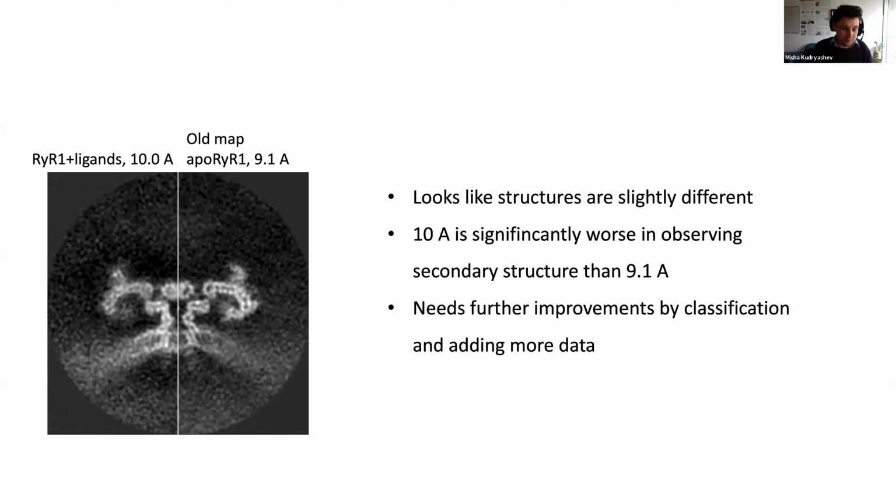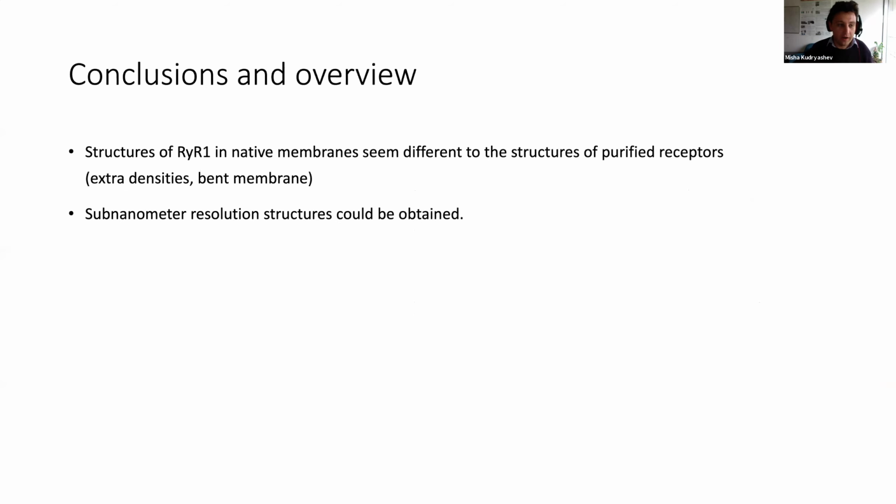This is work in progress, but this is essentially how, roughly in half a year, we could get this map. So this was my last slide. I hope I could show you that we can do structures of ion channels in native membranes, and they seem to be slightly different at times from the structures of purified receptors. This includes extra densities and bent membrane, and we could get structures at sub-nanometer resolution. And with these structures, we could see some secondary structure.